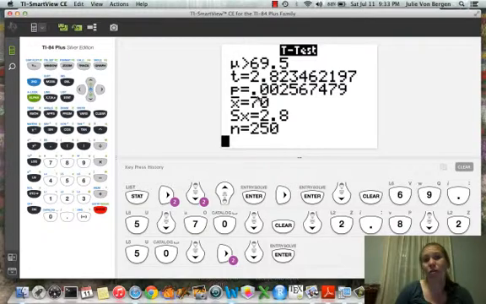And our p-value is 0.0026 if we round it. Okay, so remember the TI calculator took into account that the sample size was 250 and divided the standard deviation 2.8 inches by the square root of 250. And so that's how we know that we're more than 2 standard deviations away.